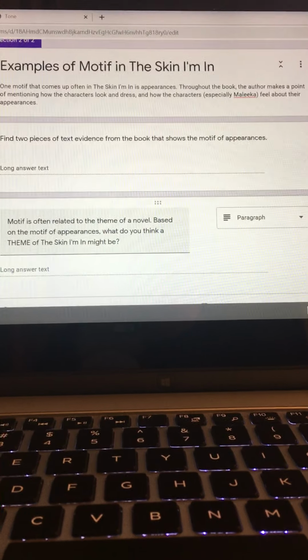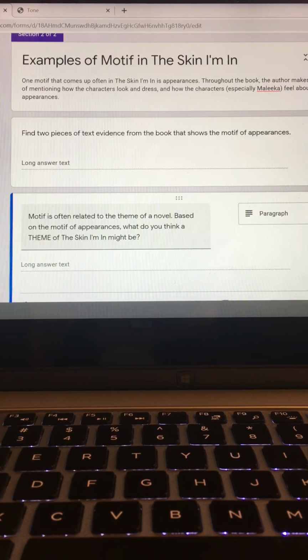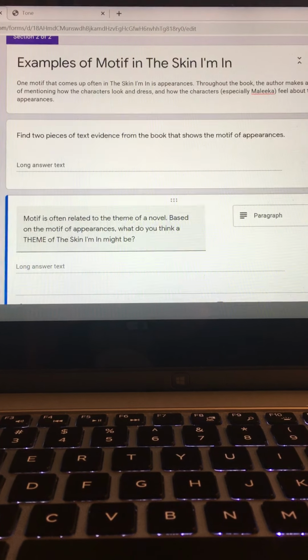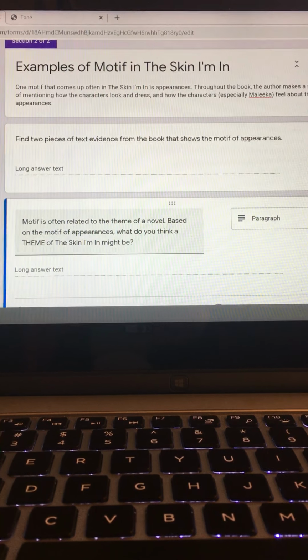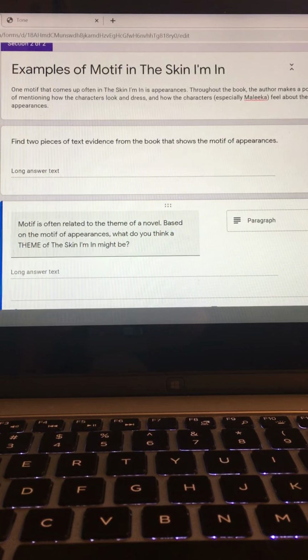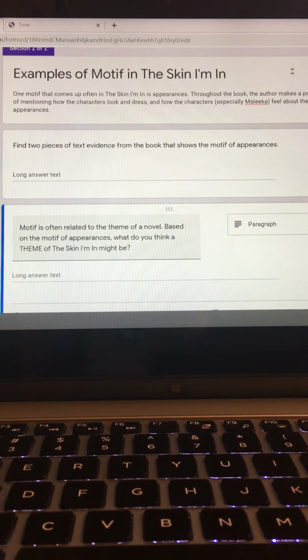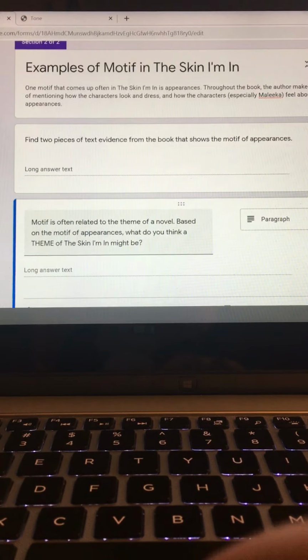You've got a lot of different characters you could talk about. It doesn't just have to be about Malika. So you'll find some about Malika, but you could also talk about Miss Saunders, or you could talk about Charlize, or John, or any of the other characters in the book.